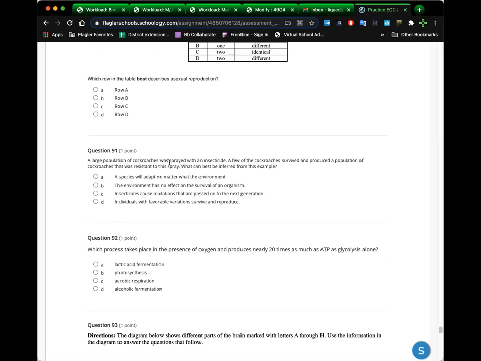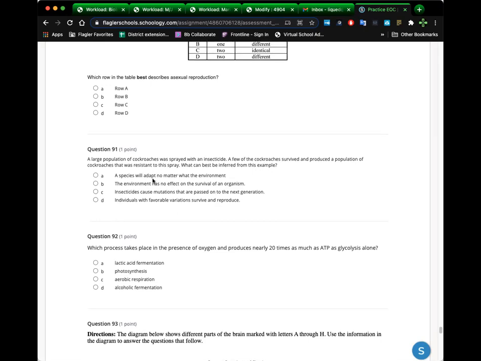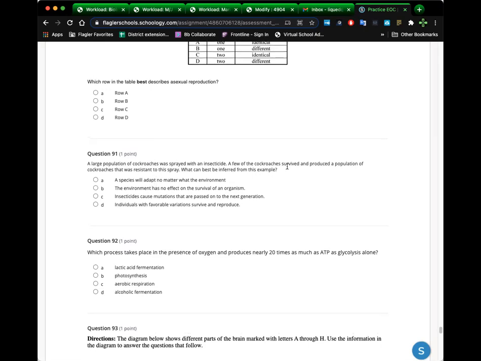All right. Population of cockroaches was sprayed with an insecticide. Some of them survived. Okay, so this could be true about bacteria and antibiotics. It could be true about some sort of insects eating the crops. You spray them. Okay, regardless. So this is natural selection.